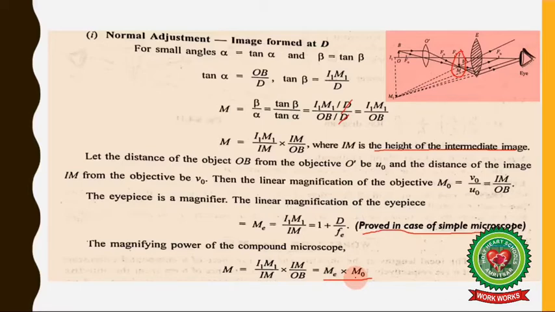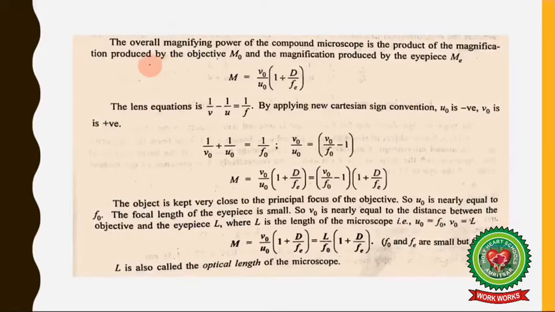Let's see the exact value. So the overall magnifying power of a compound microscope is the product of the magnification produced by the objective and the magnification produced by the eyepiece. So multiplying M naught and ME, we put in the value of M naught, this is the value of M naught, and 1 plus D upon FE is the value of ME. So this is one of the relations for the magnifying power of a compound microscope. Now we are going to get a relation in terms of focal length and length of the microscope. For that, what do we have to do?